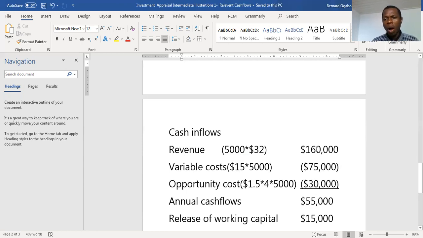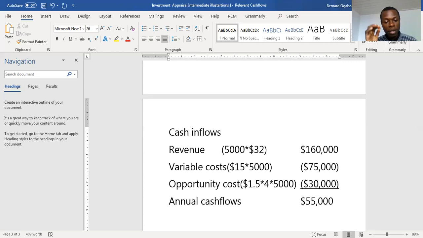Having done that, our annual cash inflows is going to be 55,000. Working capital will be released at the end of the project, and that is 15,000. Remember that working capital, 10,000 went out in year 0, 5,000 went out in year 1, making 15,000. Another relevant cash flow that we are going to consider is the residual value of the machine, which we are told is going to be 10,000.